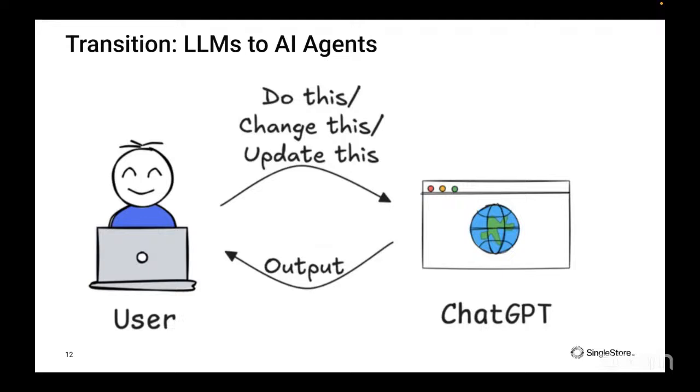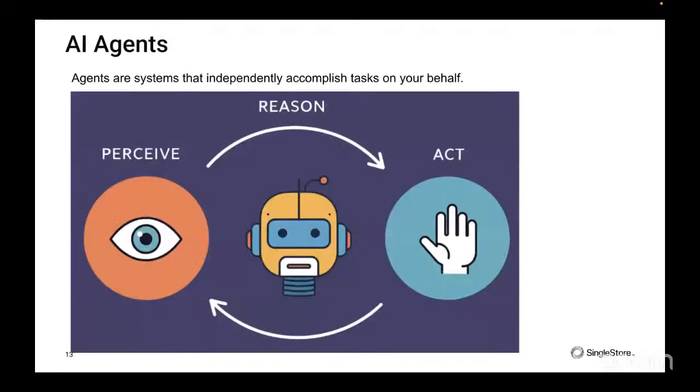It doesn't take, every time you are going and giving the instructions. That is where we see a transition from LLMs to AI agents, where agents are systems that independently accomplish tasks on your behalf, right? So AI agents are basically the systems that can easily perceive the user input, what the user prompt is. They can reason and they can actually act accordingly, right?